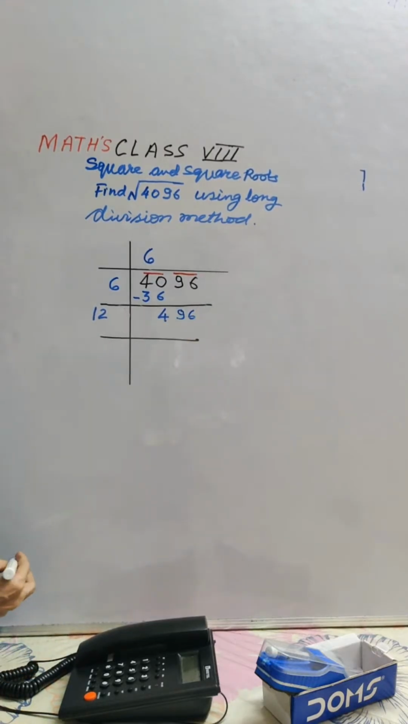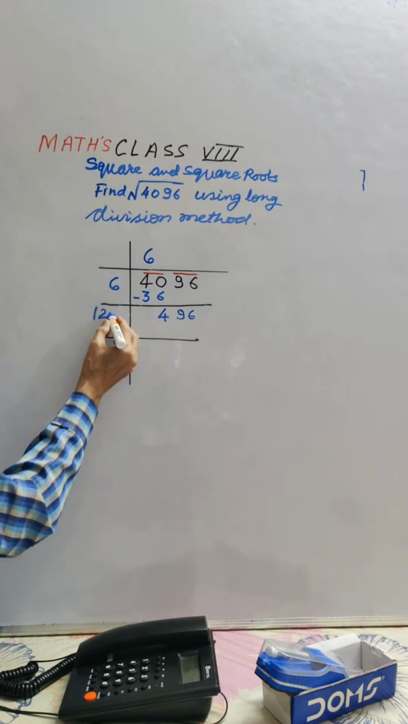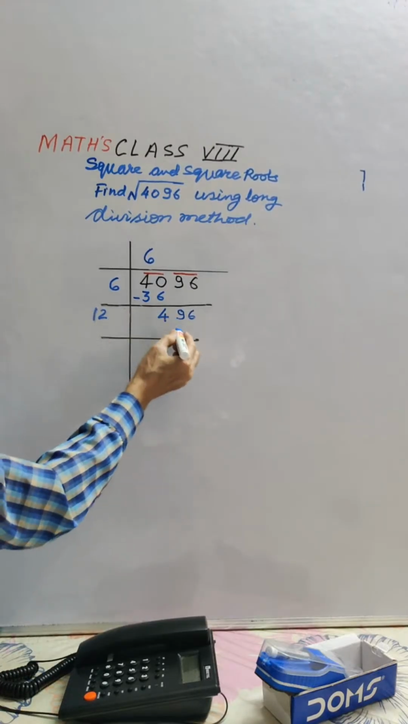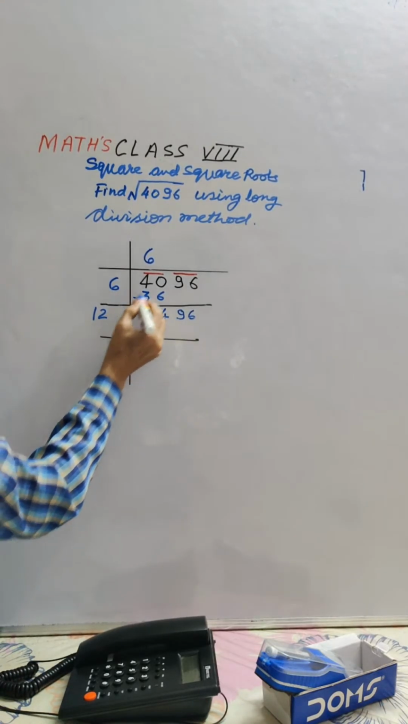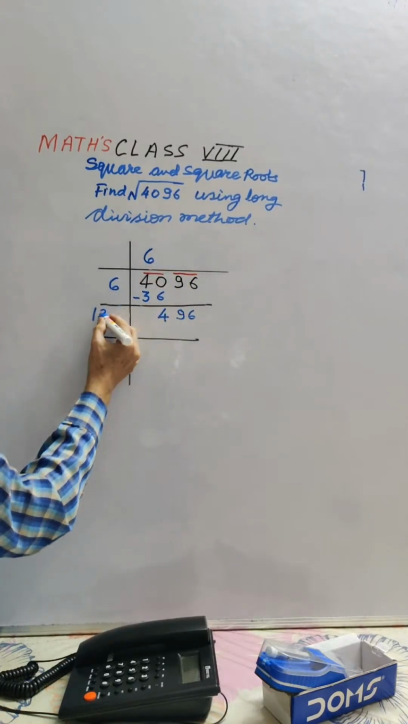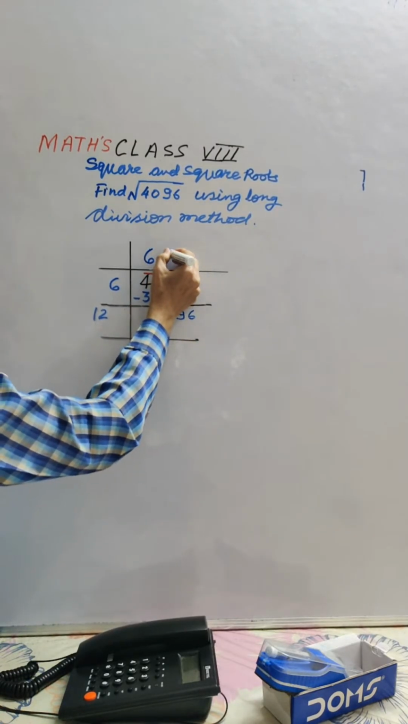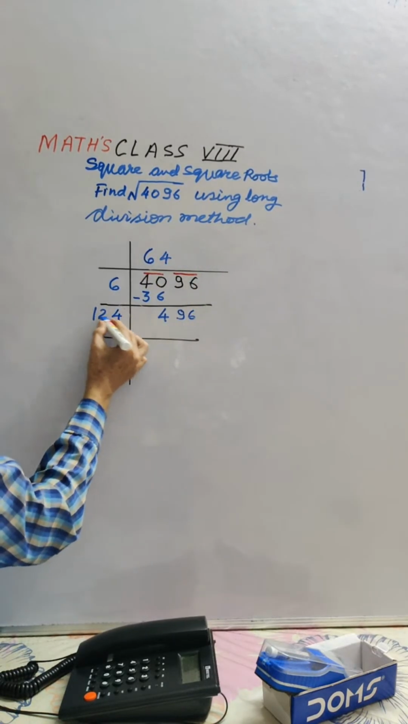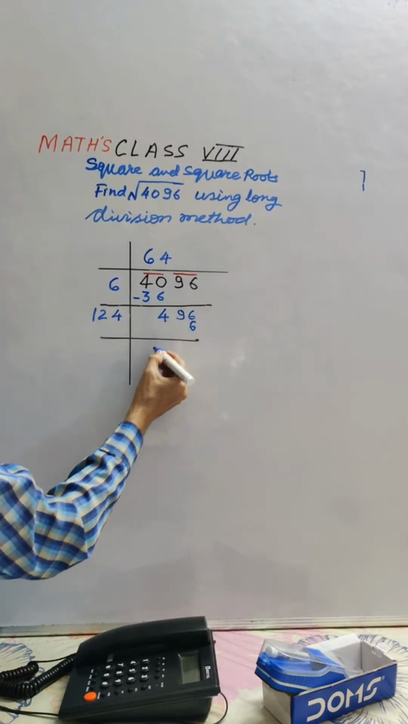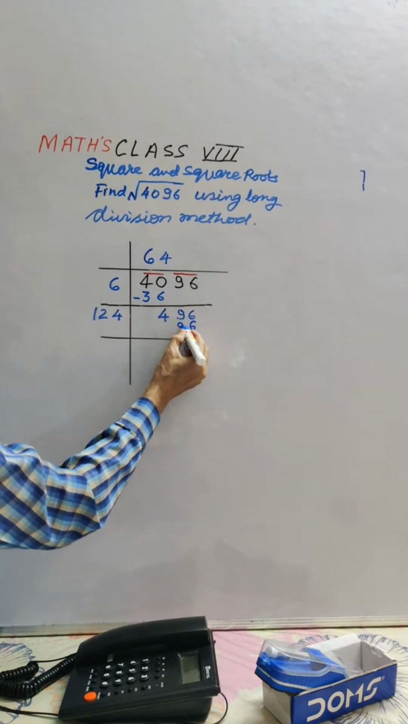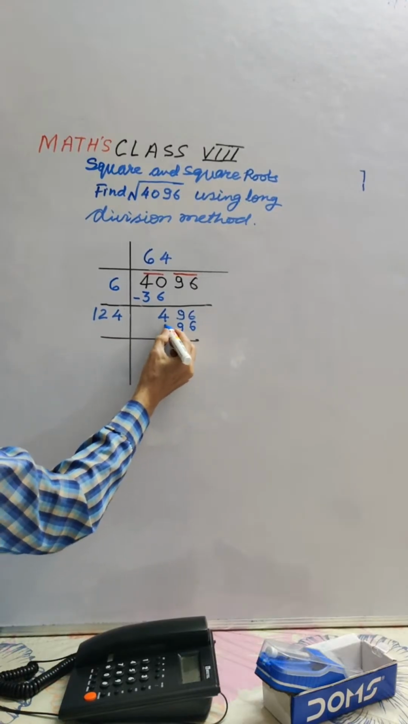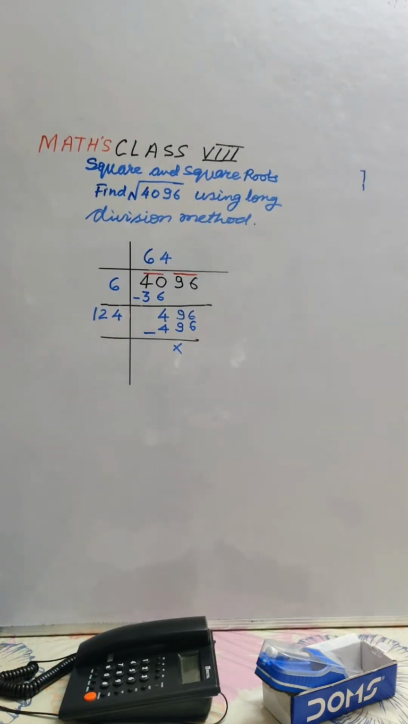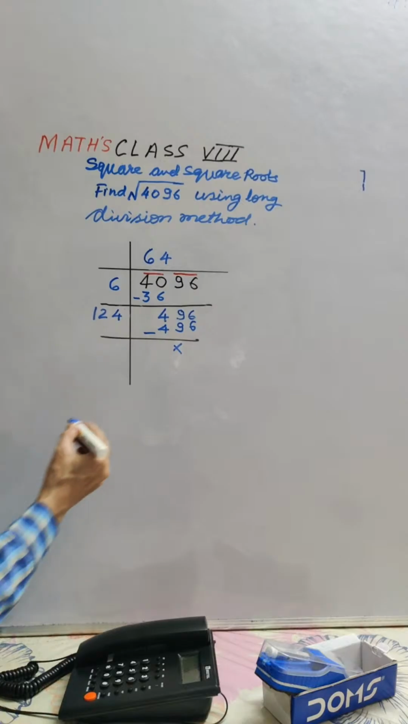And now if we take 6 and then 6 6 are 36, we can take 4 or 6. So first we shall take 4. If we take 4, 12 4s are 48, so 4 is perfect. That is why we shall take 4 here, and here write the 4. Multiply this whole by 4. 4 4s are 16, 1 carry, 4 2s are 8, 1 9, 4 1s are 4. So this way we have got answer 0. Thus square root 4096 is equal to 64.